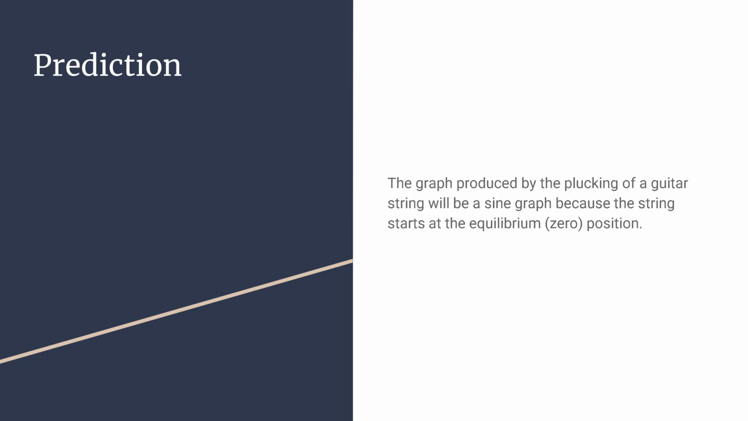Our prediction is that the graph produced by the plucking of a guitar string will be a sine graph because the string starts at the equilibrium or 0 position.